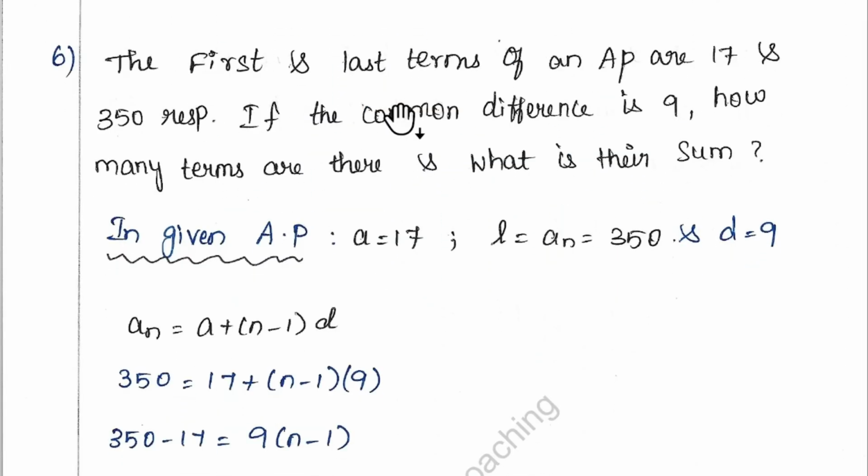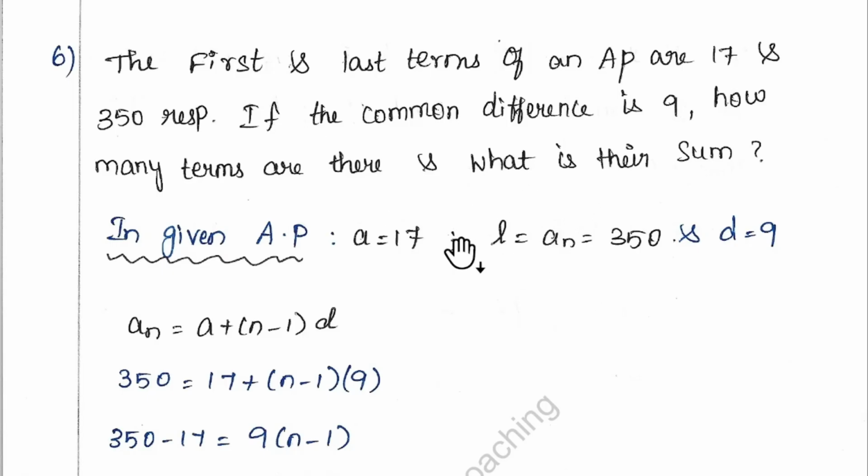Sixth question. The first and last terms of an AP are 17 and 350 respectively. So a is 17, right? Last term means l is equal to 350. Common difference d is 9. How many terms are there and what is their sum? How many terms means what? You have to find the n value and the Sn value.